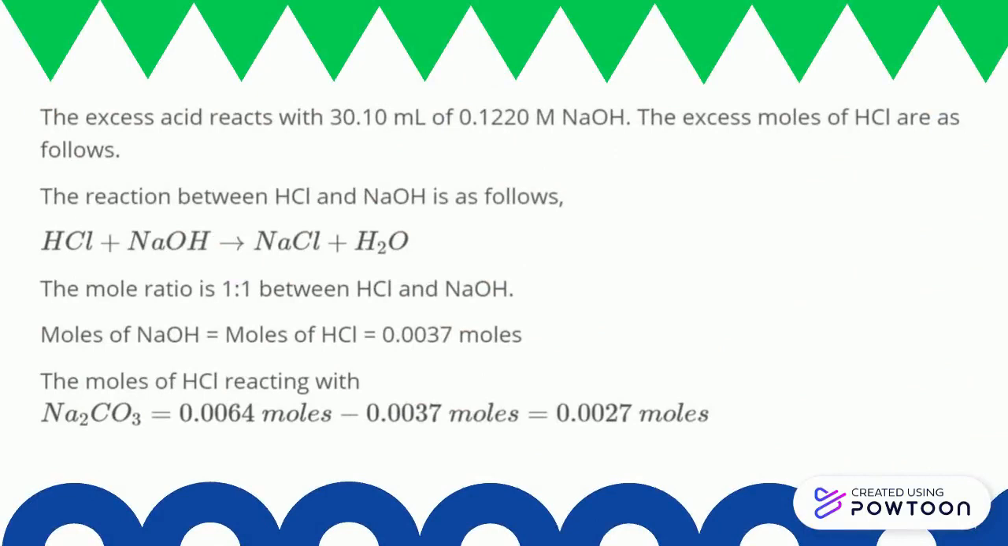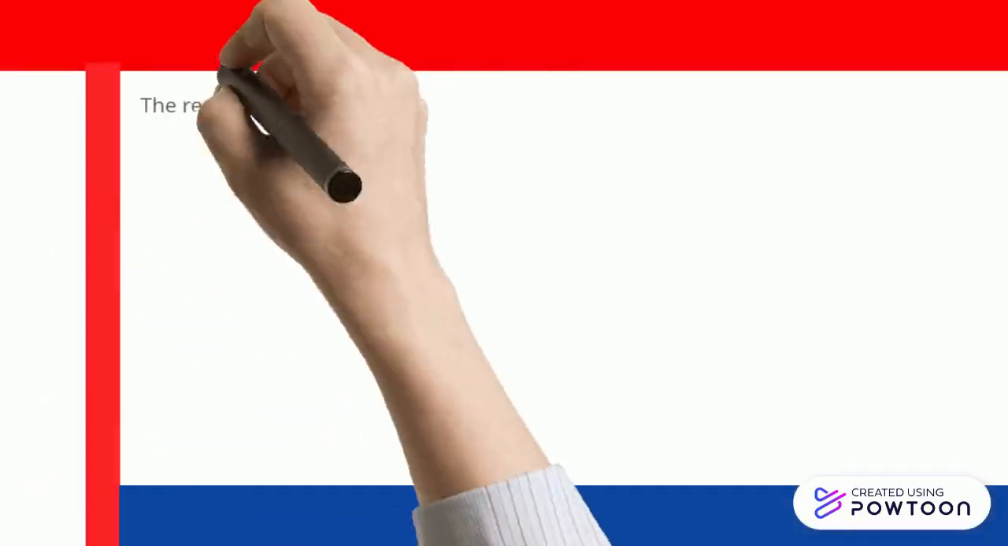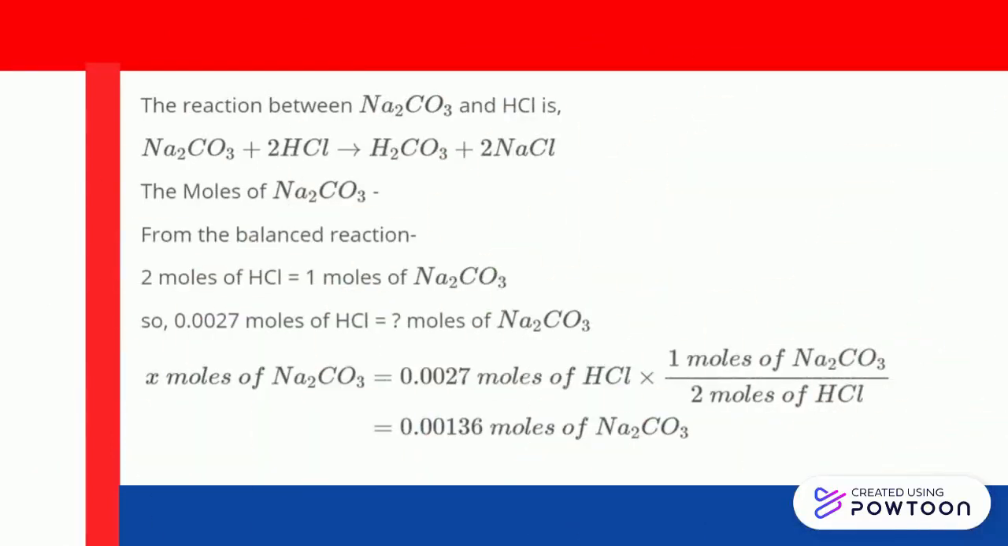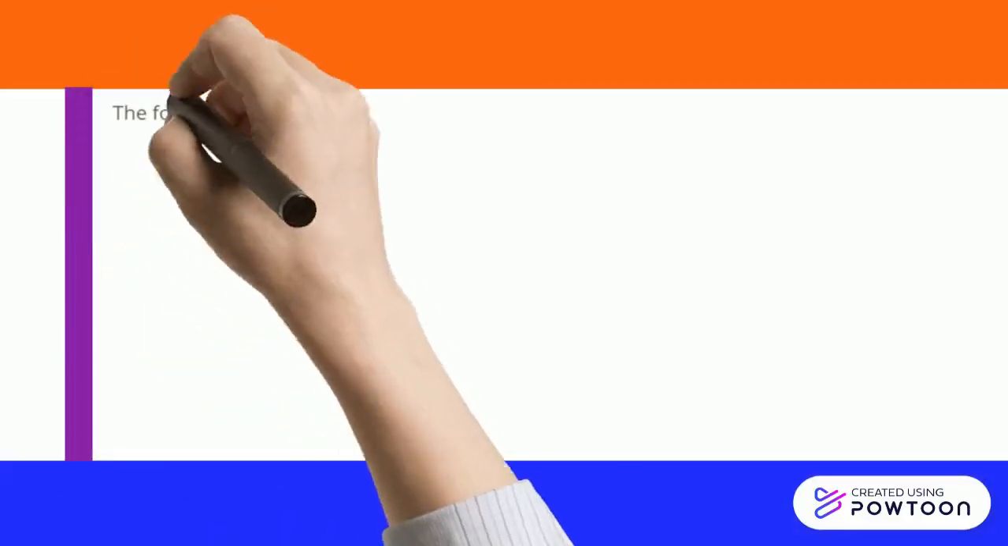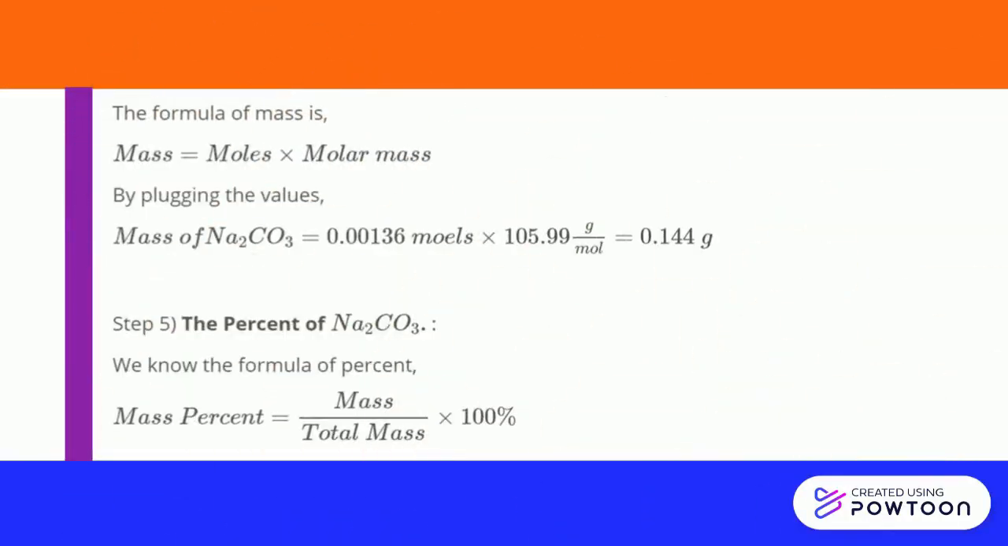First, we calculate the mole reaction in hydrochloric acid by reacting hydrochloric acid and sodium hydroxide into salt and water in a ratio of 1:1, so that we get the value of the moles of hydrochloric acid reacting is equal to 0.0027 moles. Second, we calculate the mole reaction in sodium carbonate by reacting sodium carbonate and hydrochloric acid to carbonic acid and sodium chloride with a ratio of 2:1, so that we can get the value of the moles of sodium carbonate reacting is equal to 0.00136 moles.